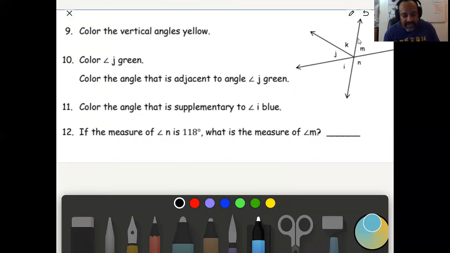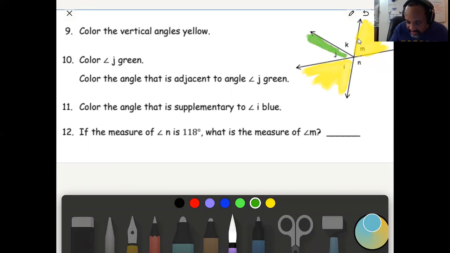The last thing, last page, it says, color the vertical angles yellow. So let me get my yellow color. I'm looking for vertical angles. There's only two, and it would be I. Look for the X. And M. These are vertical angles, right? Now, it says color the angle J green. So this is J. I'm going to color this green. So this angle right here.